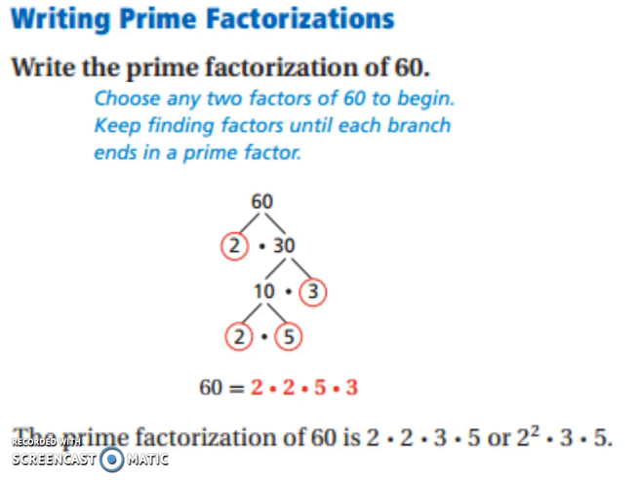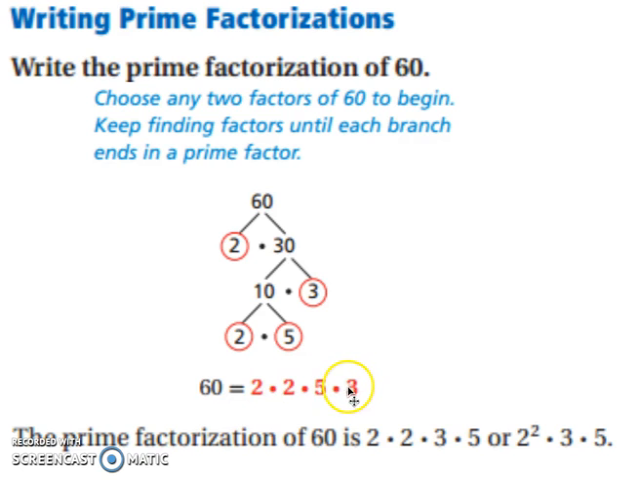So let's start by looking at writing prime factorization. We're going to write the prime factorization of 60. You can choose any two factors of 60 to begin, and then keep finding factors until each branch ends with a prime number. So say we started with 2 times 30. 2 is a prime number, so that one stays. 30 is not. So we have 10 times 3. 3 is prime, so that one's done. 10 can be split up into 2 and 5. So the prime factorization for 60 would be 2 times 2 times 5 times 3.